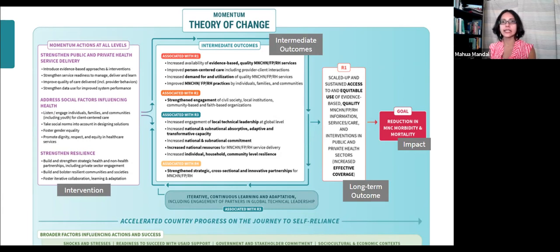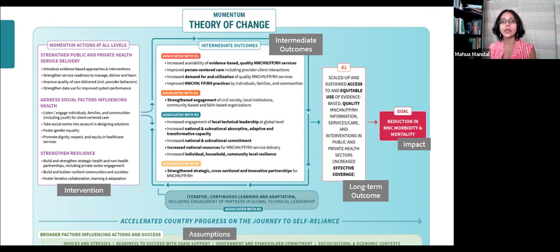Sorry, I missed the intermediate outcomes. That's what was next here. So I'll actually talk about the intermediate outcomes, which are in that middle box. They're associated with the different IRs. Next. And then finally, we have the assumptions, which in this case are external to the project.